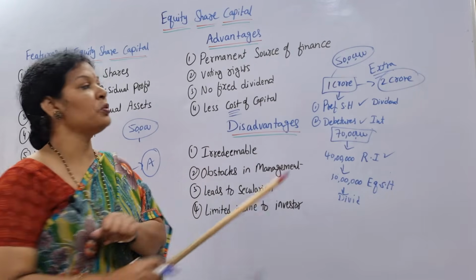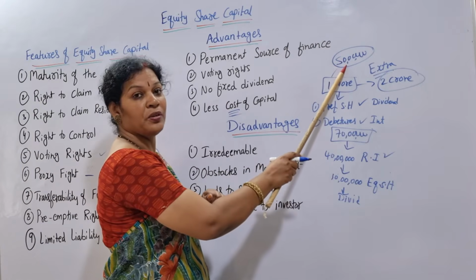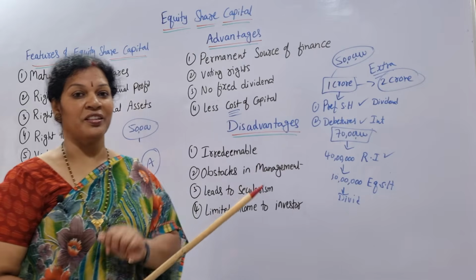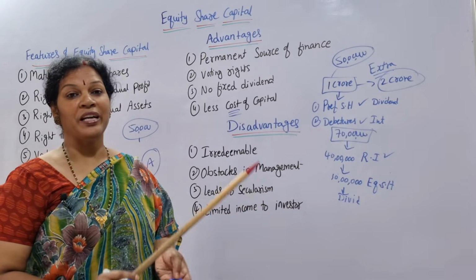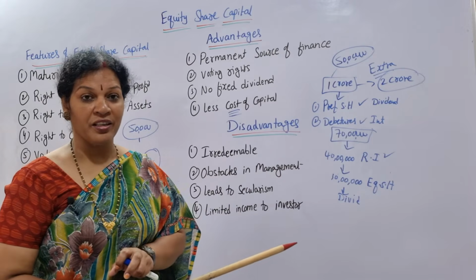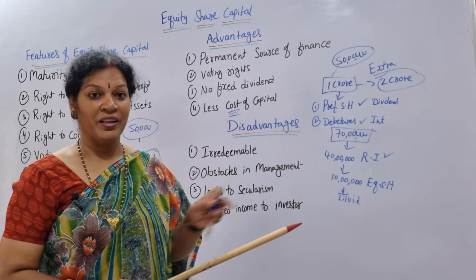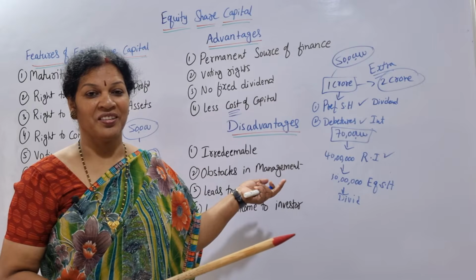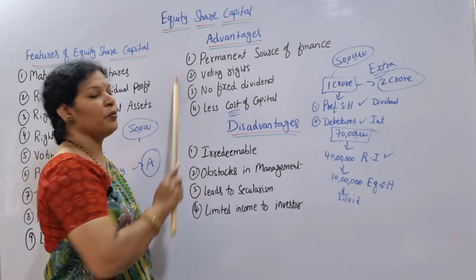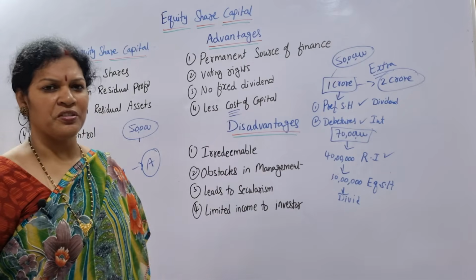If they issue preference share capital rather than 50 lakh of equity shares, then that's a burden. The company has to pay a fixed dividend, whatever was decided earlier. But with equity shares, no. So that is why we say it is a less cost of capital. These are the 4 advantages. Of course, there are a few disadvantages also.